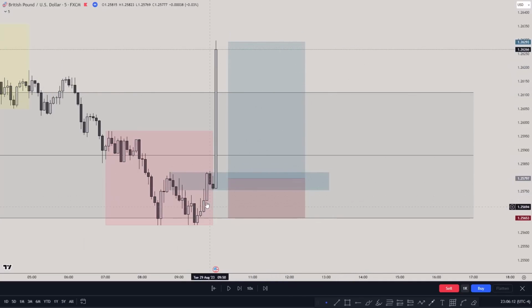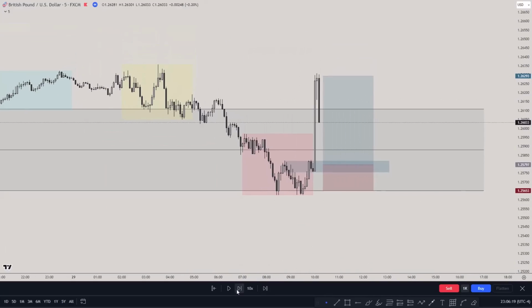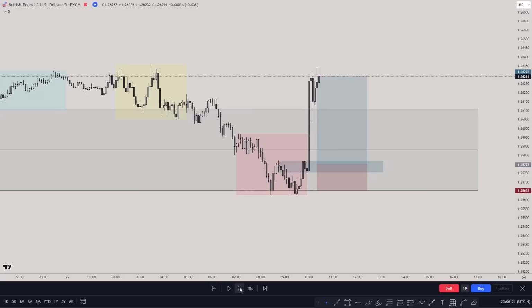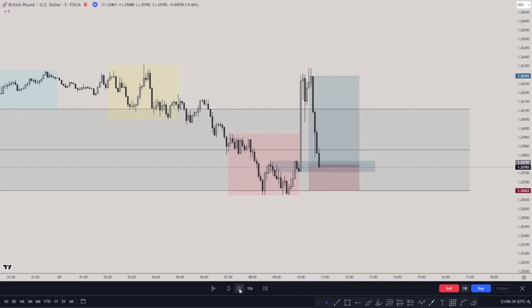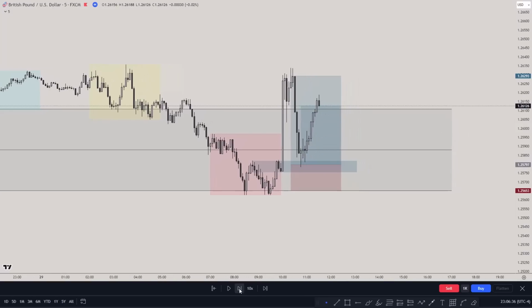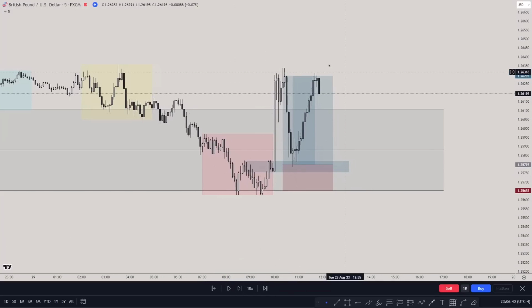But the thing is that we are out of the kill zone, so we're not taking this trade, but we see how price actually respects the bias. You're only going long here, and you see the move right here, very big move, which means you are with the bias, with the higher time frame direction, and price actually comes to the breaker block and starts to go up, and there you go.